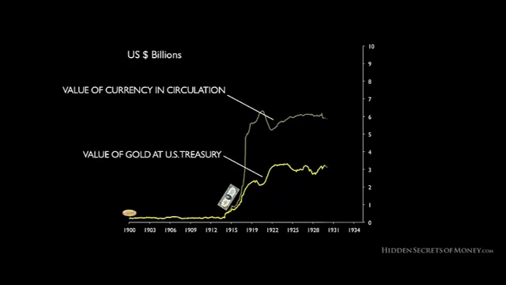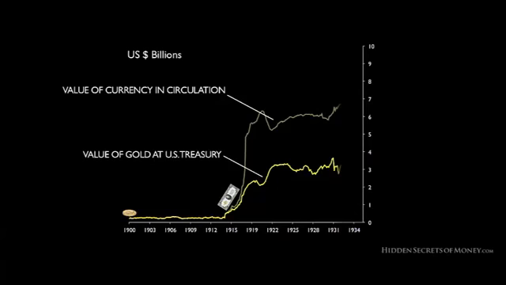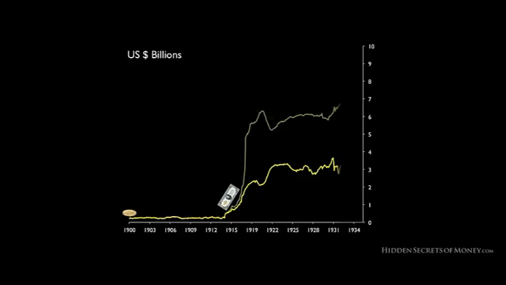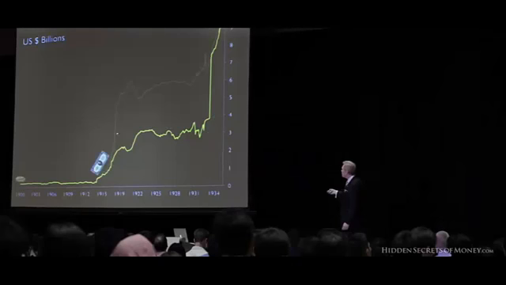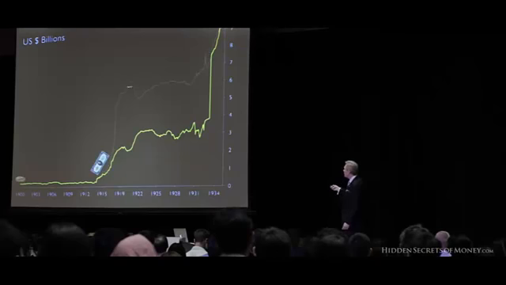There were some bank runs in the 30s. Then Roosevelt unpegged the dollar from gold, and gold's value rose from $20 an ounce to $35 an ounce. And when it did, the value of the gold held at the U.S. Treasury rose to meet the value of all the currency that was printed in the meantime.